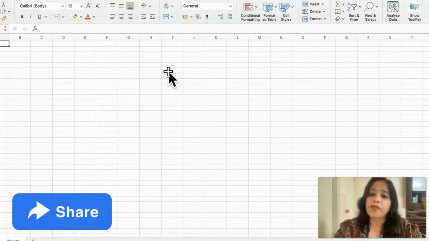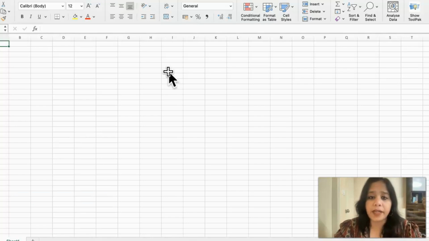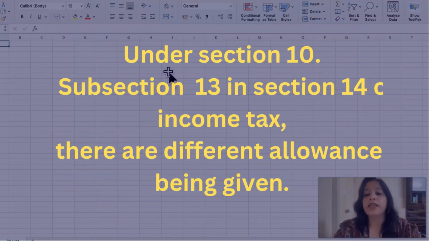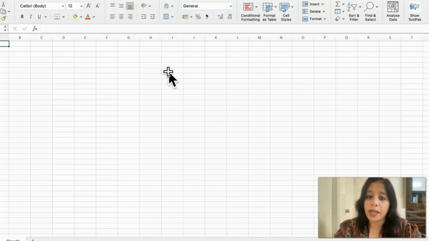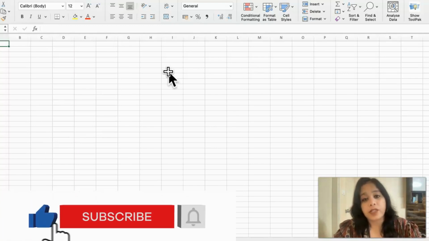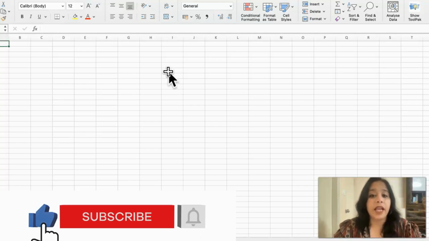Whether you are following the fixed structure or a flexi structure, you divide the salary into different heads like basic, HRA, LTA. Why do we divide it? Because after the basic, we add the allowances to save the employee tax. Under section 10 subsection 13 and section 14 of income tax, there are different allowances being given. If you add those allowances in the package, then obviously the tax of the employee will be less. That's the reason we add the allowances.